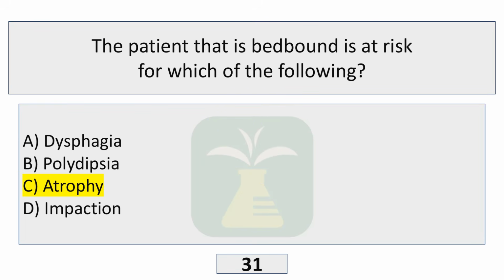Correct answer, C. Atrophy. Muscle atrophy is very real for patients who are bedbound. Atrophy is muscle wasting, and it happens rather quickly. Passive and active range of motion should be done with the patient to keep the patient from experiencing atrophy.